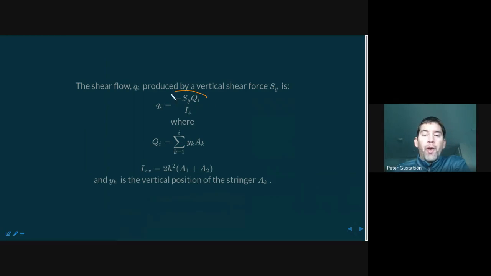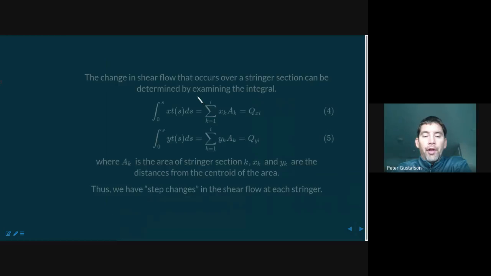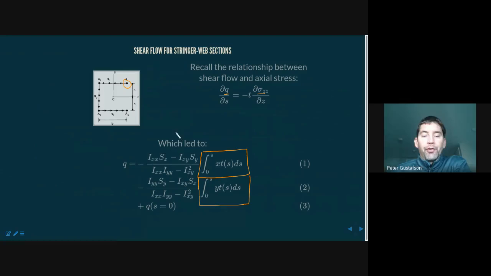Okay, now I want you to recognize that this equation, take a mental picture of that equation right now. It is minus SY over I times this Q value. That Q value resulted from the integral. Here was that integral. So we got rid of SX because we assumed it wasn't present. We got rid of IXY due to symmetry.